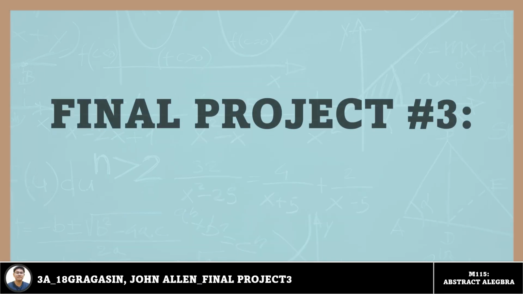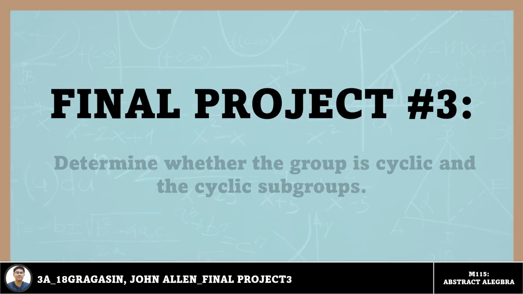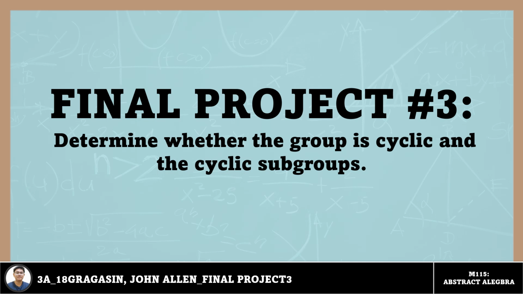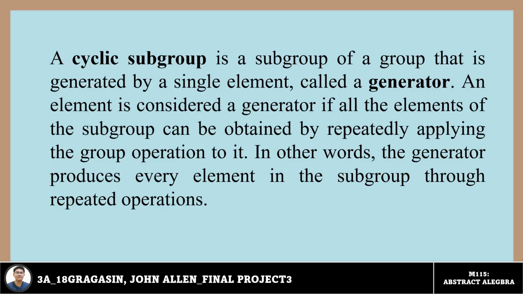Now we are going to talk about the final project number 3, wherein we need to determine whether the group is cyclic and the cyclic subgroups. And before anything else, let's first define what is a cyclic subgroup. A cyclic subgroup is a subgroup of a group that is generated by a single element called a generator. An element is considered a generator if all the elements of the subgroup can be obtained by repeatedly applying the group operation to it. In other words, the generator produces every element in the subgroup through the repeated operation.